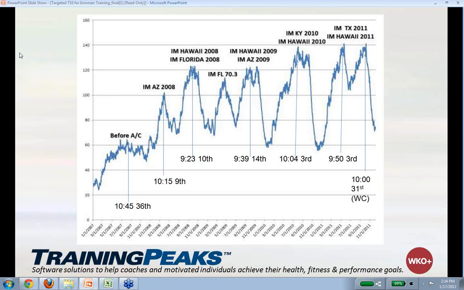Then moving along, he had another breakthrough performance in Florida that year. He went 9:23 and got 10th in his age group. That was his fastest race to date, and you can see his CTL was 120, maybe a little over 120 at that point. He went to Hawaii, had that first experience in Hawaii and learned a few things with the determination to go back. Moving along, 2009, similar CTL, similar relative performance. He went 9:39 in Arizona, 14th, not enough for a Kona slot at that point.